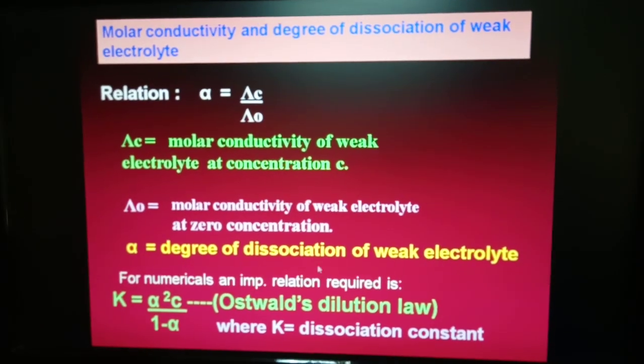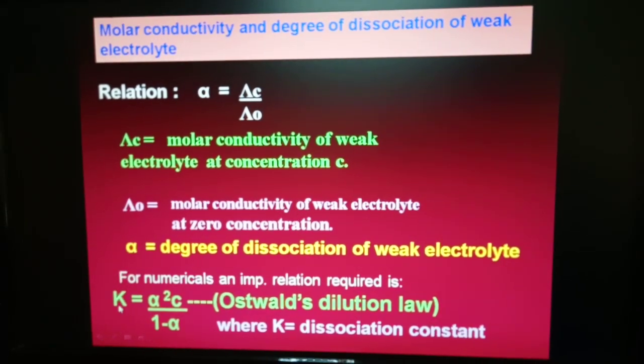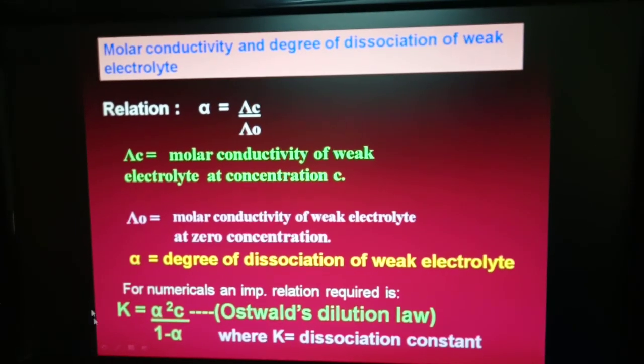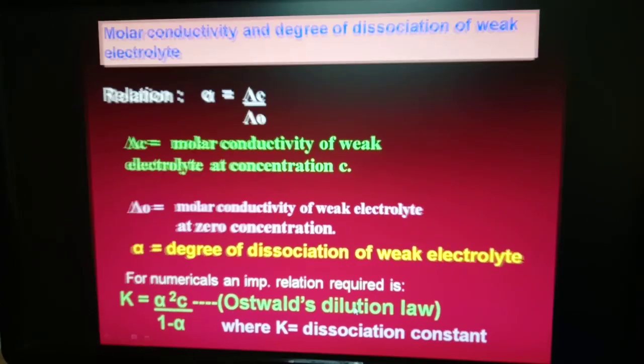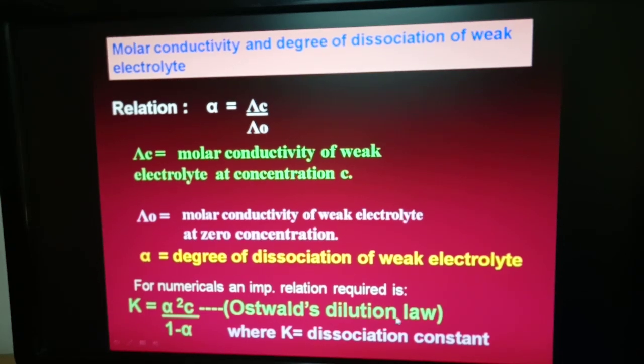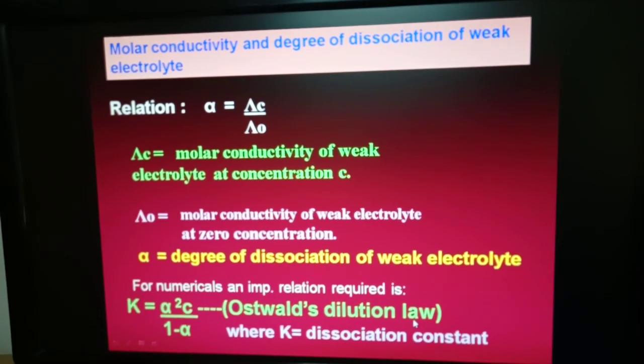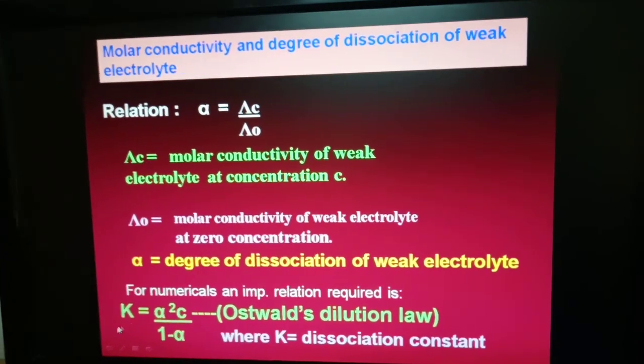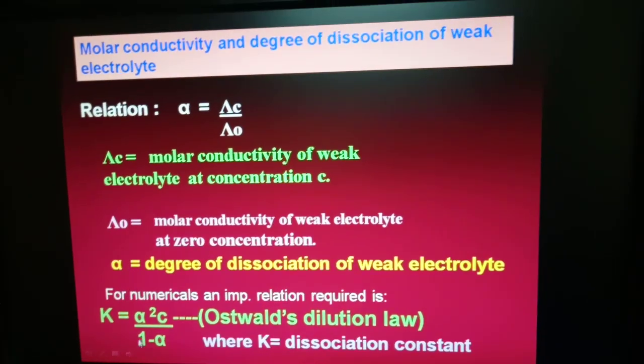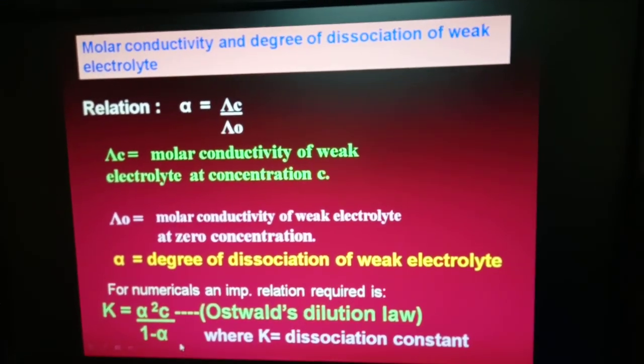While solving numericals, we also require another important formula which we have studied in 11th science based on Ostwald's dilution law for a weak electrolyte, that is K is equal to alpha square C upon 1 minus alpha, where K is the dissociation constant.